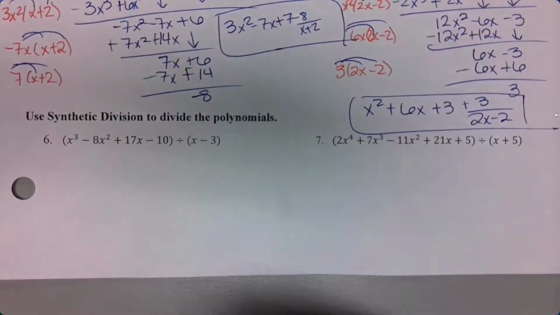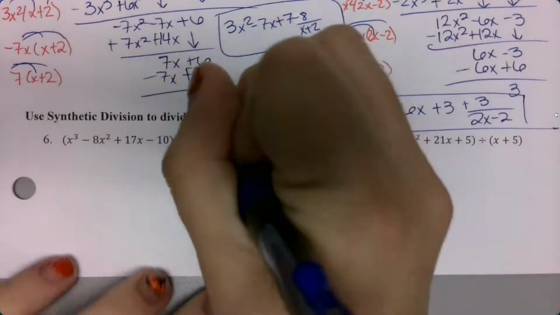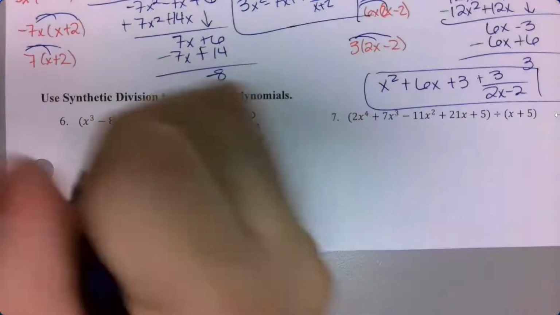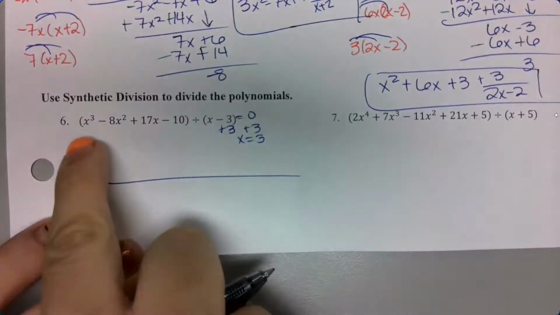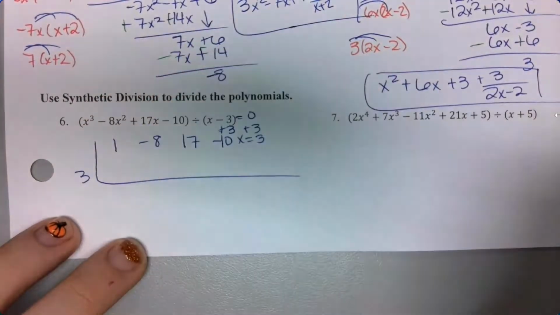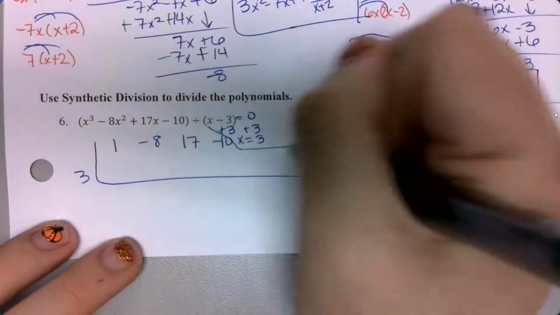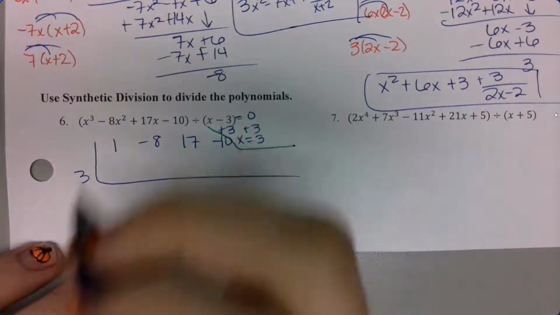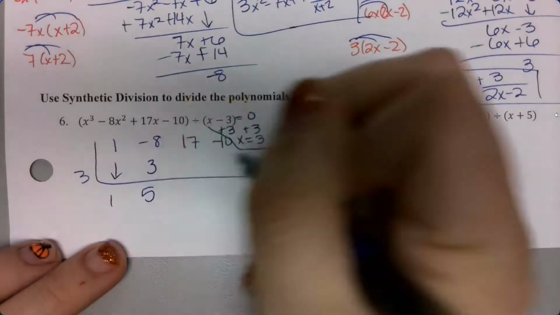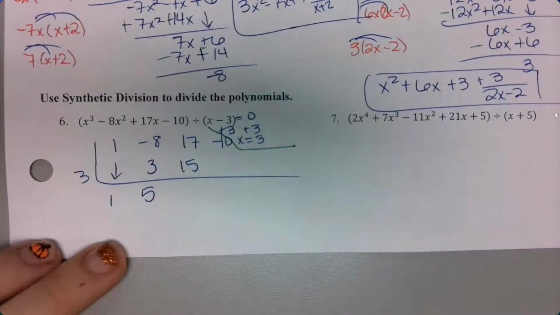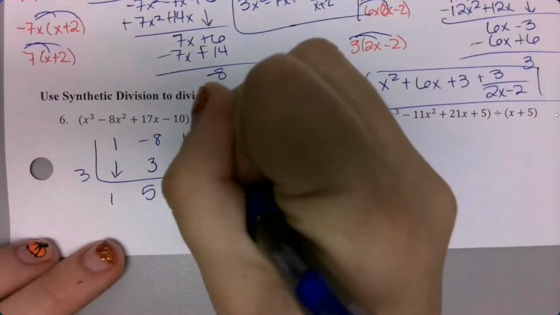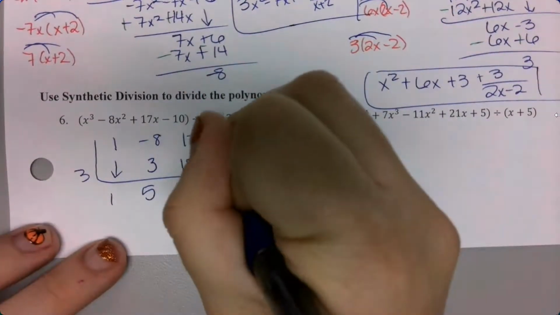My last two want me to use synthetic division to divide my polynomials, so I'm going to take this and set it equal to 0. That is going to give me x equals 3 for the number I'm dividing by. This one isn't missing any terms, so I just write their coefficients. I have 1, -8, 17, -10. I'm going to draw a line so I don't get confused with that. Then I bring down the 1, 3 times 1 is 3, -8 plus 3 is 5, 3 times 5 is 15, 17 plus 15 is 32, times 3 is 96, -10 plus 96 is 86.